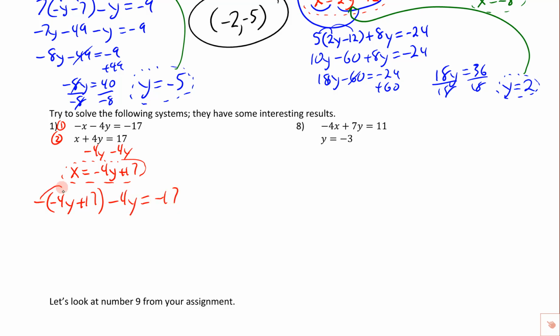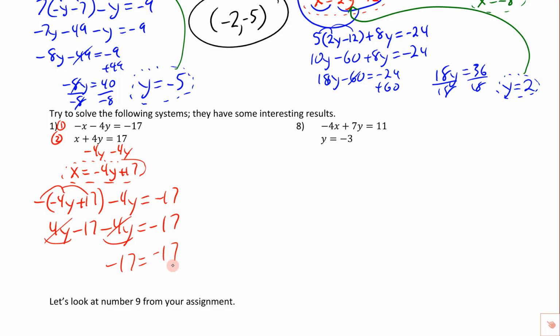So let's take a look at what we've got here. Again, careful distributing through. This would be 4y minus 17 minus 4y equals negative 17. And let's take a look. These are like terms, but 4y minus 4y is 0. So remember, the variable goes away here, and we've got negative 17 equals negative 17.